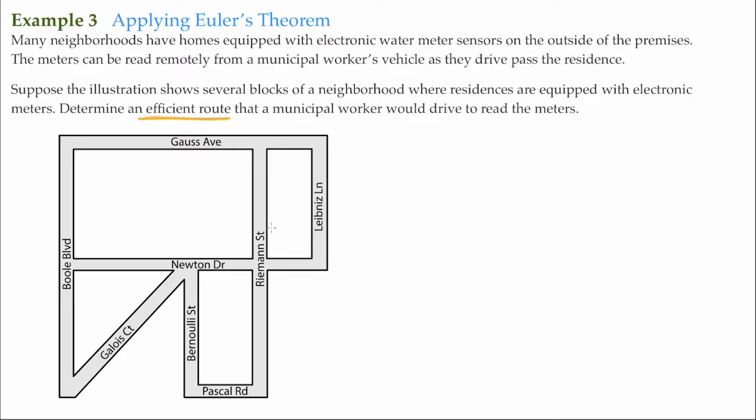Now we'll certainly use Fleury's algorithm to help us, and of course that algorithm relies on Euler's theorem. So maybe the first thing we'll do is designate these intersections of these streets as vertices. You can see right here, this is Boole Boulevard and Gauss Avenue. So the intersections we'll treat as vertices, and the streets we'll treat as edges.